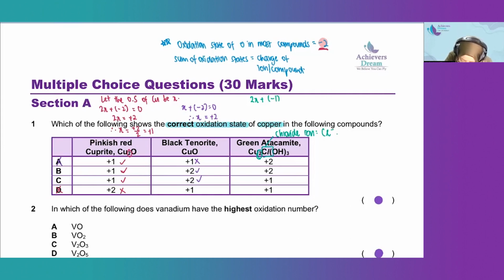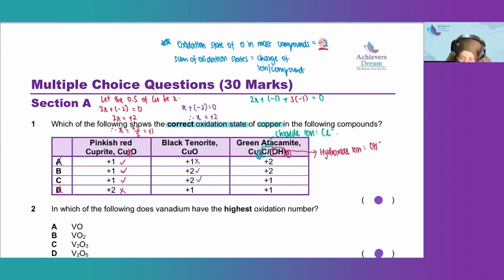2x plus -1, and the third substance that is present in this compound is your hydroxide ion with the formula of OH minus. So the charge of hydroxide is 1 minus. And how many hydroxide ions do I have? I have 3. So 3 times -1. Okay, and what is the overall charge of the compound? The compound is neutral, so it is 0.